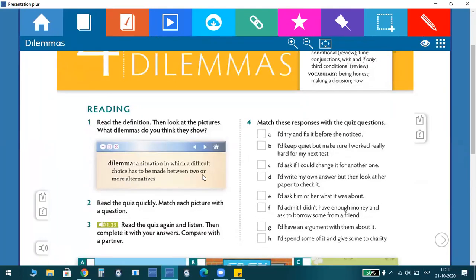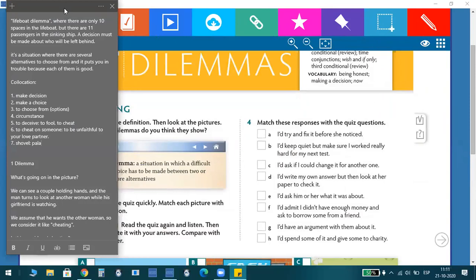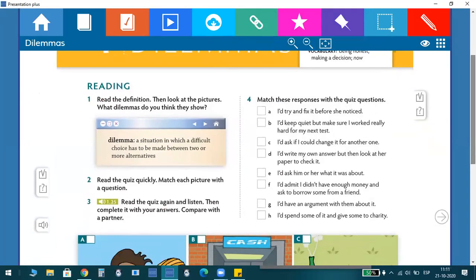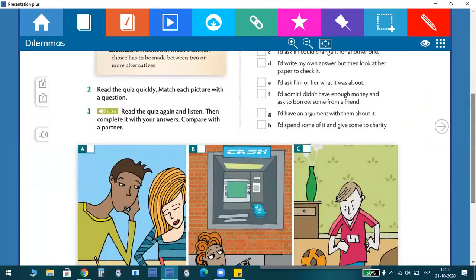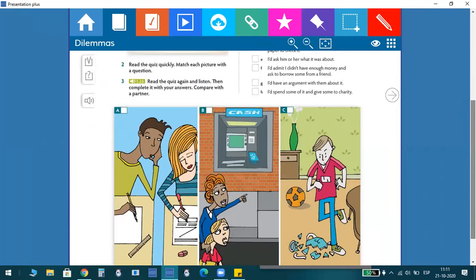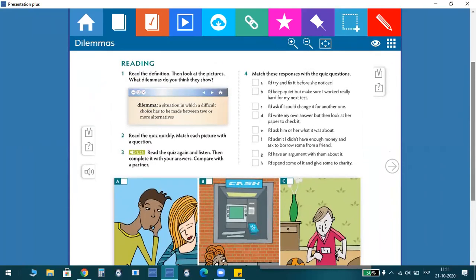So a dilemma is a situation in which a difficult choice has to be made. Very nice. Has to be made, that is a passive, and we're going to include in our vocabulary that a decision has to be made. I like that. Has to be made between two or more alternatives. It's not mentioned whether the alternatives are good or bad. So the alternatives can be whatever, both good or both bad, and usually they are both bad, like in the situation we mentioned.